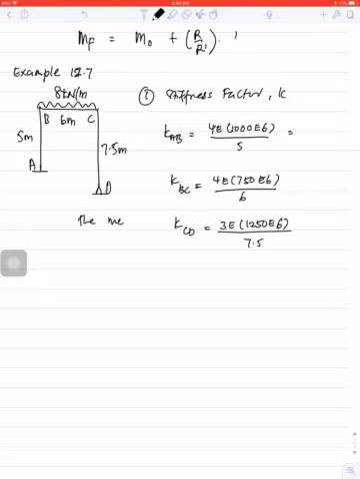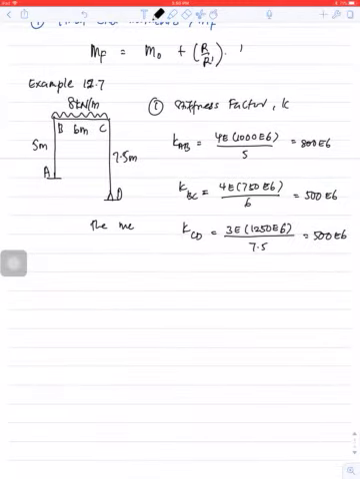Okay, so KAB is 4 times 1000 divided by 5, so we get 800 E6. KBC is 4 times 750 divided by 6, which is 500 E6. And KCD is 3 times 1250 divided by 7.5, which is 500 E6.